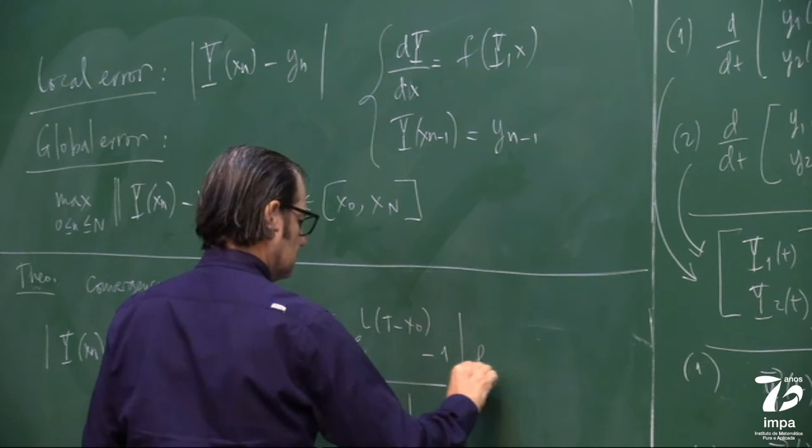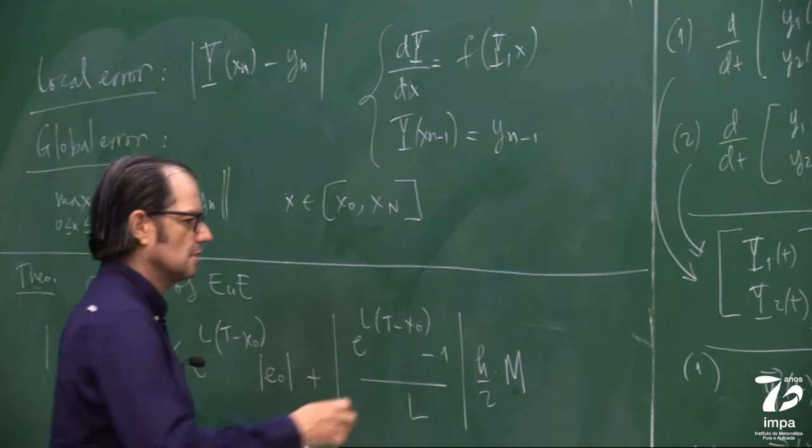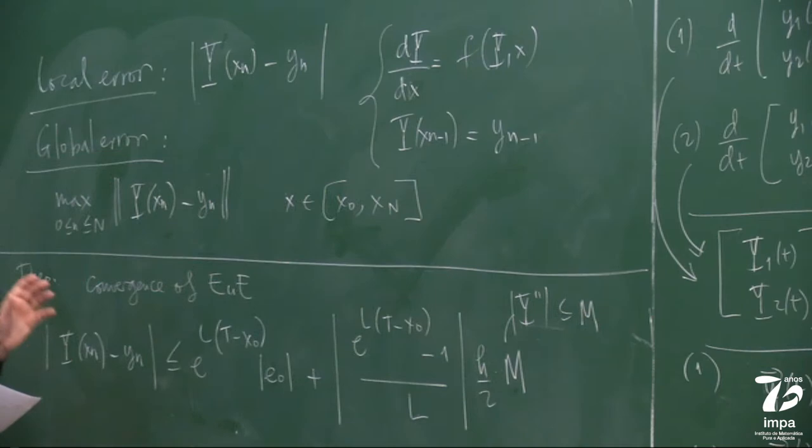And the second derivative of y is bounded by this M. I'm going to write this all next time, okay? So this is bounded by this, right? That's it. Okay, so we're going to get this estimate, right? That proves it, we'll do it next time.